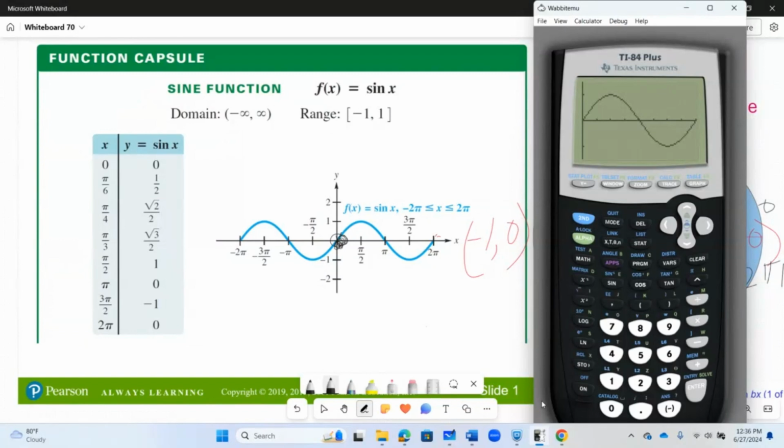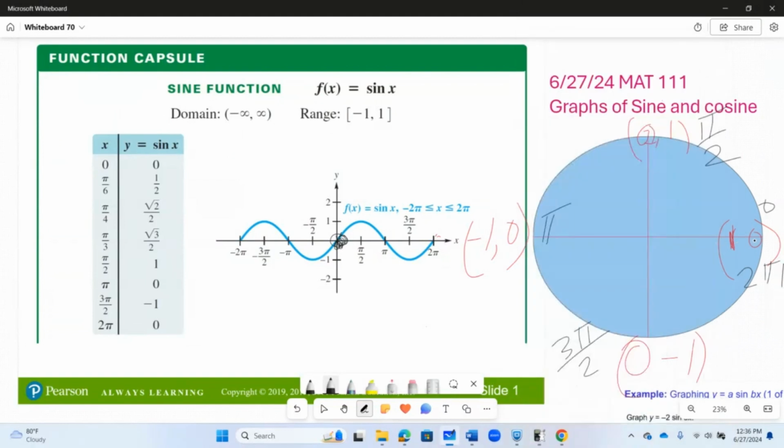Let's go back to that unit circle. We want to see that the highest value for sine is 1 and the lowest value is negative 1. Therefore, the range of sine x is from negative 1 to 1. The range is from negative 1 to 1.